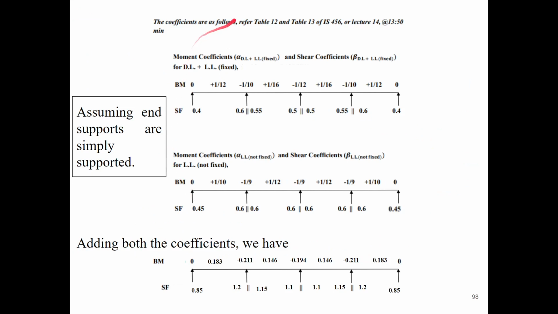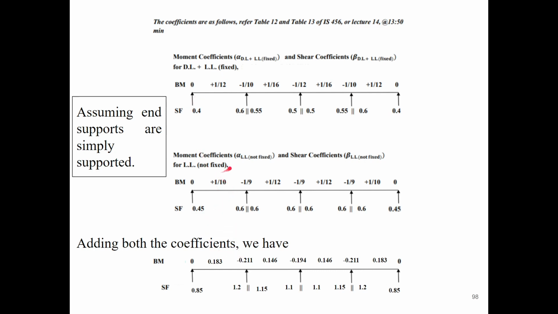As per table 12 and table 13, these are the coefficients. If we consider both the moment and shear coefficients for DL plus LL fixed, this is the alpha value. Alpha for DL plus LL fixed, which is the moment coefficient, we get 0, plus 1 by 12, minus 1 by 10, plus 1 by 16. These are the values. And for the shear coefficient beta, for DL plus LL fixed, we can get this condition. So this is for DL plus LL fixed for moment as well as shear coefficients.